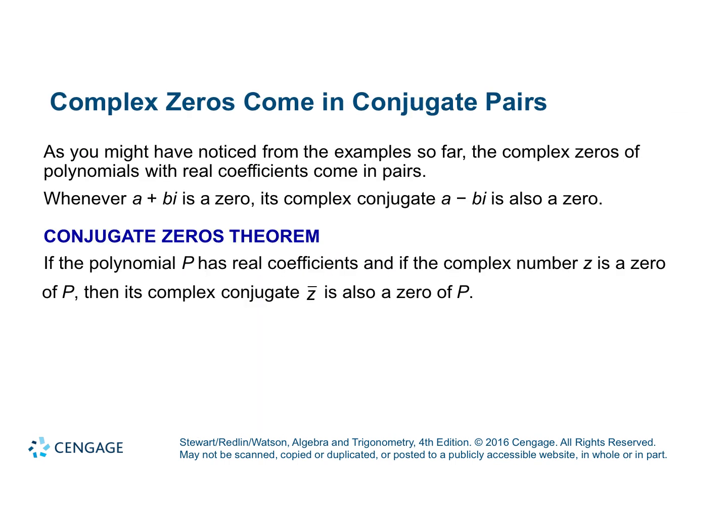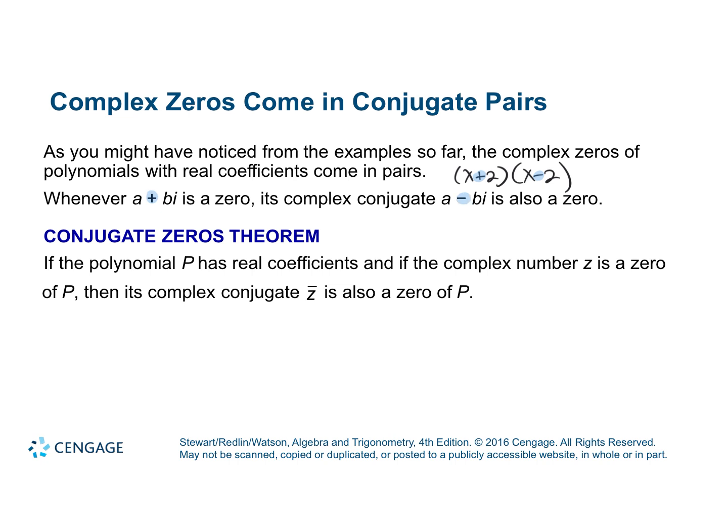So we have complex zeros come in conjugate pairs. As you might have noticed from the example so far, the complex zeros of polynomials with real coefficients come in pairs. Whether it's a plus bi is a 0 or its complex conjugate a minus bi. We saw this with, I think, the last example, that we have x plus 2, x minus 2. That's a conjugate of each other. It's when you have the exact same parentheses but different signs in the middle. That's the whole difference. We have a plus and a minus, but it's the exact same parentheses.